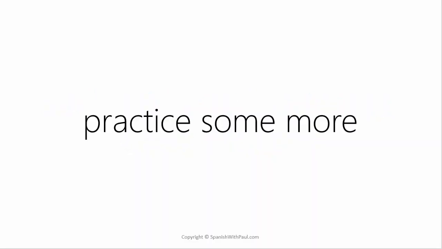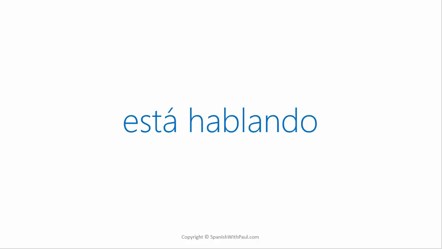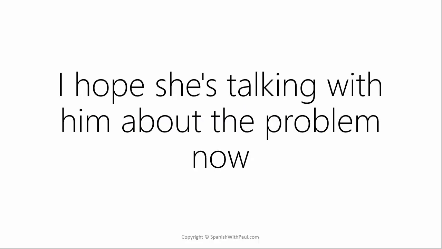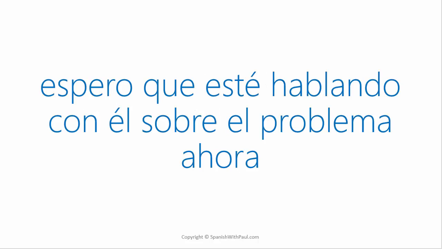Let's practice some more. I'll walk you through it step by step. What's the verb to talk? Hablar. And how would you say talking? Hablando. How would you say she's talking? Está hablando. Now let's throw a subjunctive trigger in front of it and put it into a sentence. We have, I hope she's talking with him about the problem now. How would you translate that into Spanish? Espero que esté hablando con él sobre el problema ahora.